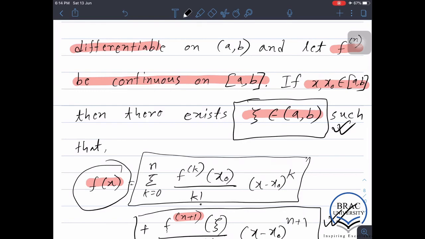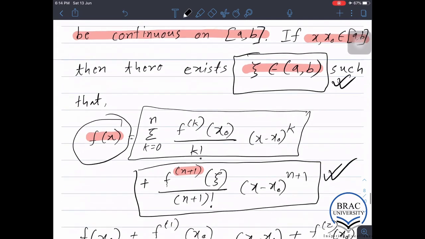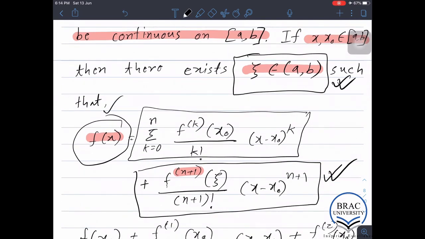So this is the idea of Taylor's theorem: you can approximate the function with a polynomial of degree n, and your error will look like this, where it will take the n plus 1th derivative of the function, and it will be of order n plus 1. In x minus x0, the power will be n plus 1, and you will have an unknown xi here.